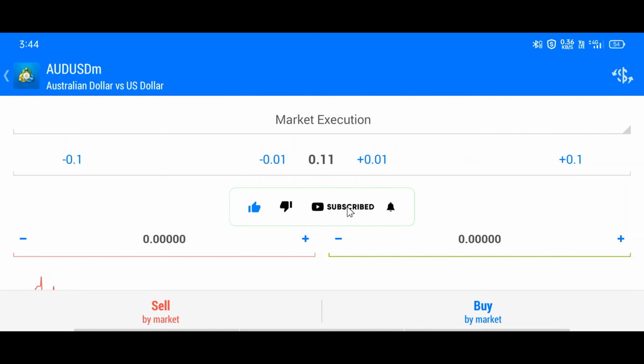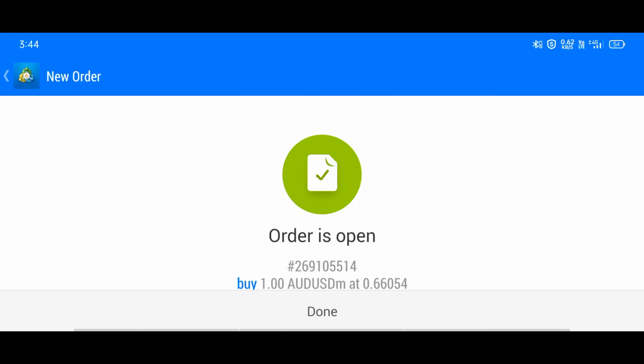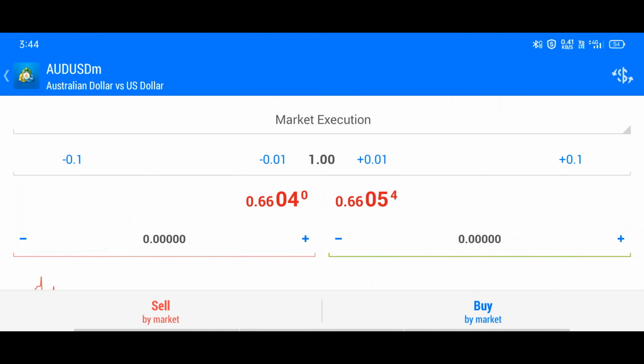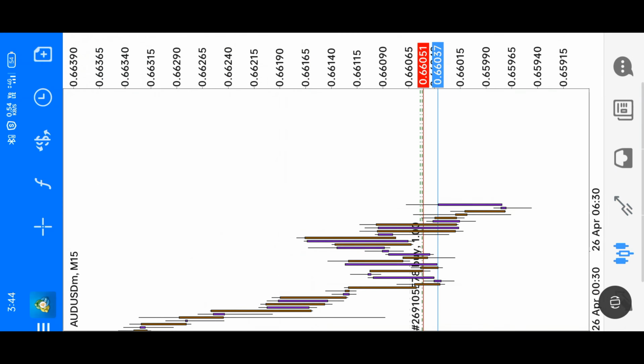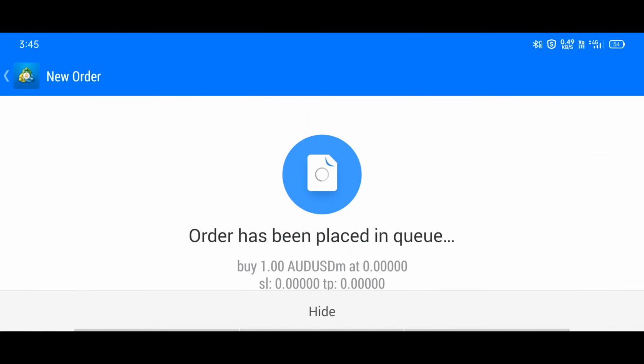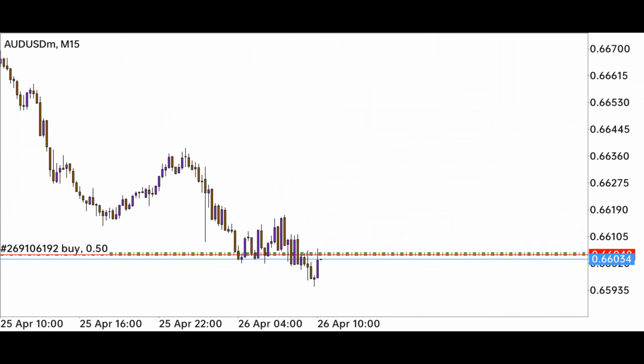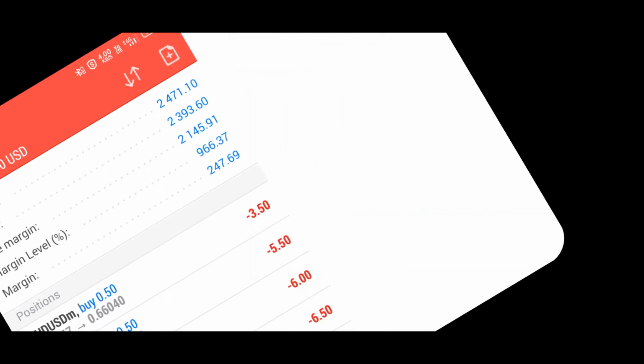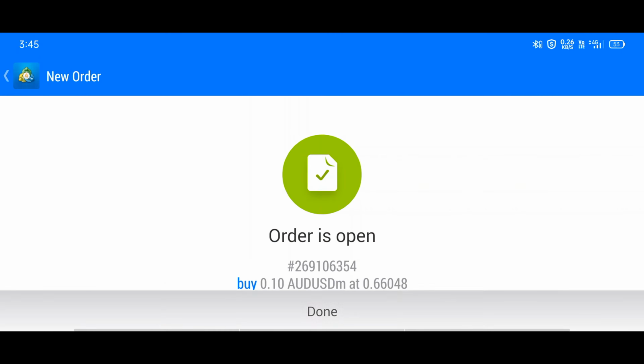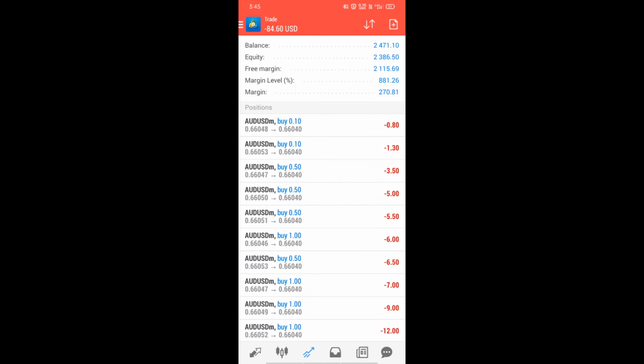Today we will trade in Australian dollar versus US dollar. I am applying trade first because market is stuck in right place. Guys, $80 to $90 loss going on here.